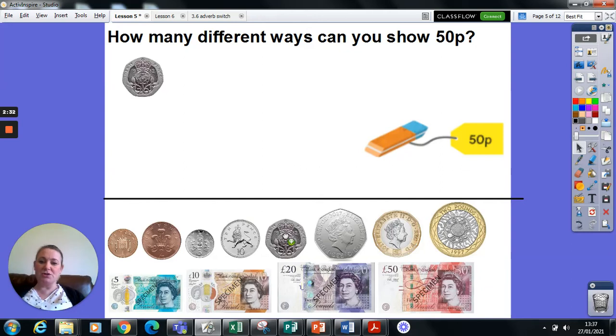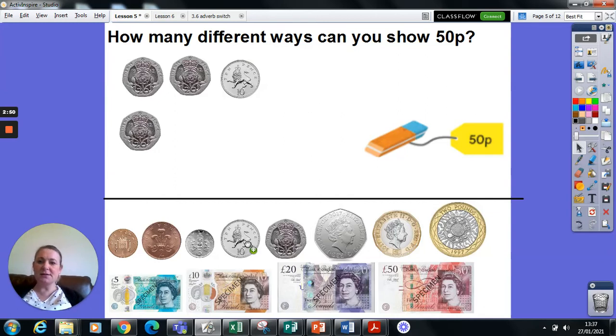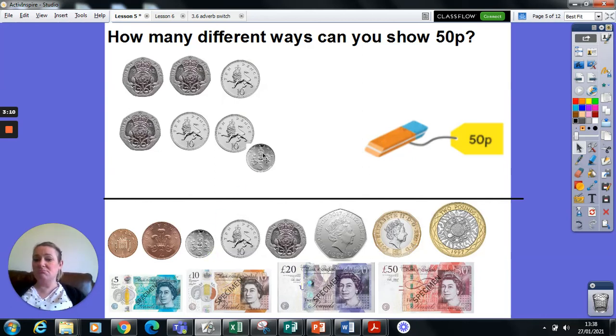I could use 20. If I count in 20s, two 20s make 40, so I now know that I need a 10p to make 50p. I could start using just one 20. Instead of 20s, I could add some 10s at this point. And I know that two 10p are worth 20p. So I've got a total of 20, 30, 40. I've got 40p there. I can add another 10 that way. Instead of adding 10 at that point, I could add a 5 and a 5.